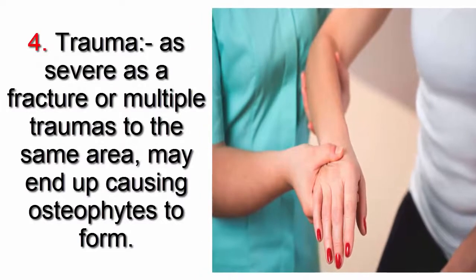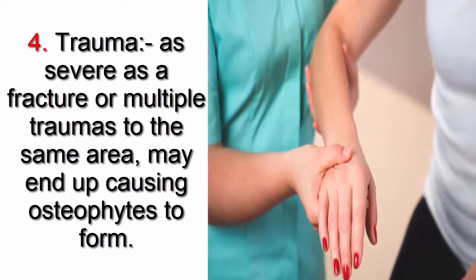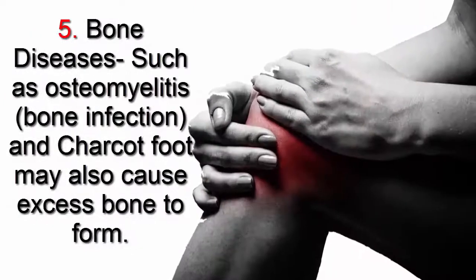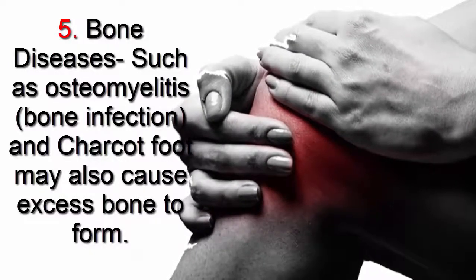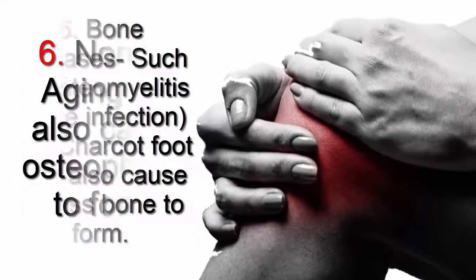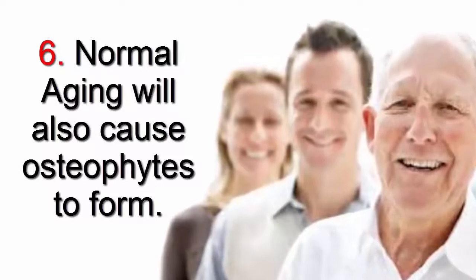4. Trauma as severe as a fracture, or multiple traumas to the same area, may end up causing osteophytes to form. 5. Bone diseases such as osteomyelitis, bone infection, and Charcot foot may also cause excess bone to form. 6. Normal aging will also cause osteophytes to form.